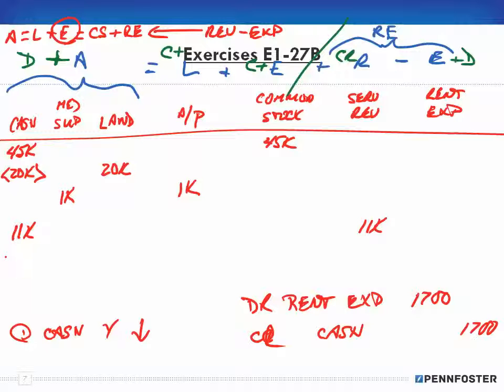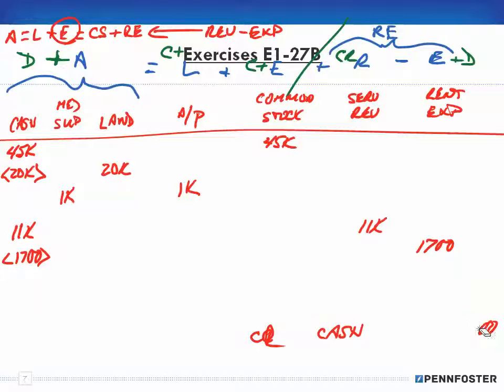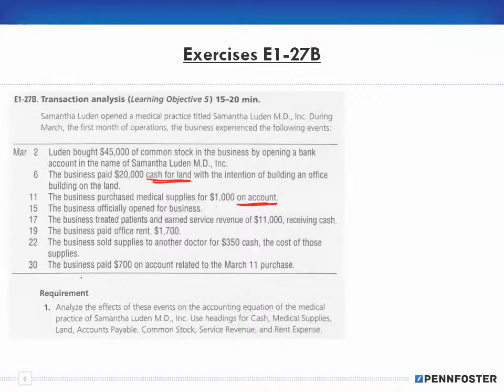So I'm going to credit cash, which means I'm going to have to subtract 1,700 from my cash. And over here in rent expense, since that's increasing, it was 0 before, now it increased to $1,700. All right, so I have a debit to rent expense for 1,700.